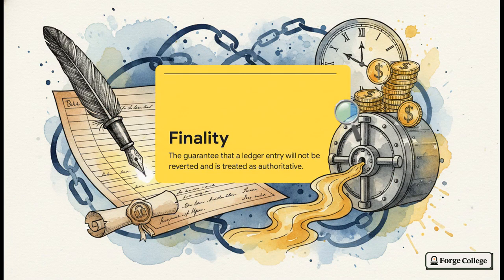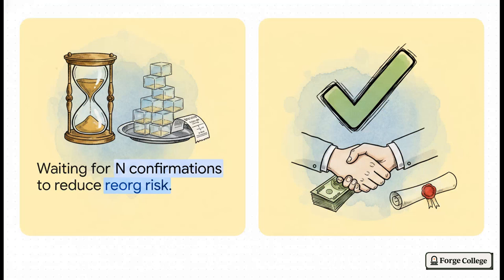Next, we have finality. This is the absolute guarantee that a ledger entry will not be reverted and is treated as authoritative. So, the crucial point here is that finality is the moment the ink truly dries on a contract. It's that exact beautiful second when the money is officially yours and absolutely nobody can hit the undo button. And this brilliantly illustrates the two types of finality we have to choose between.